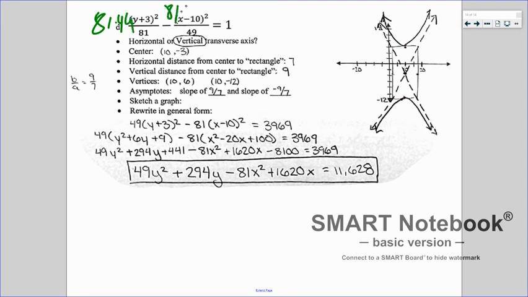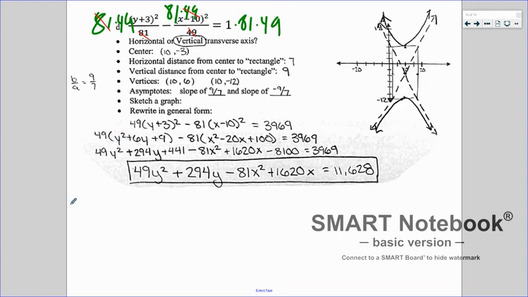And 81 times 49, and 81 times 49. And then the 81s will simplify off there, and the 49s will simplify off there. So I get rid of the fractions. So now 49 times (y + 3) squared minus 81 times (x - 10) squared. And then 81 times 49 times 1 must be 3,969.